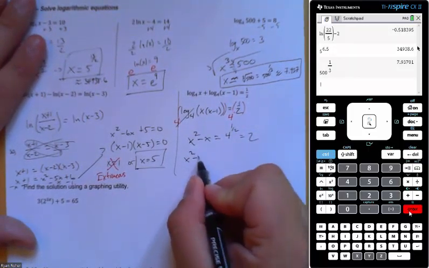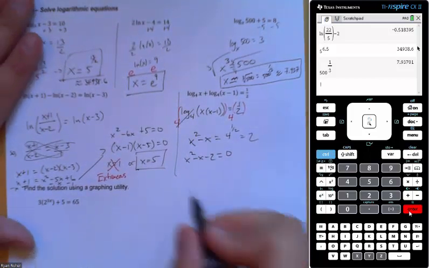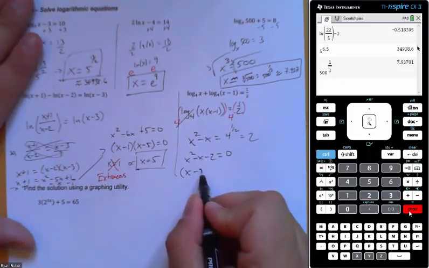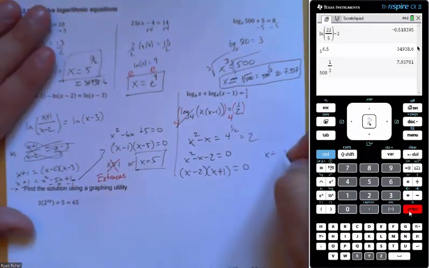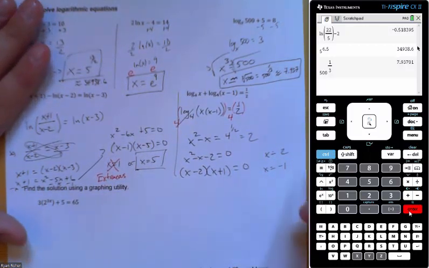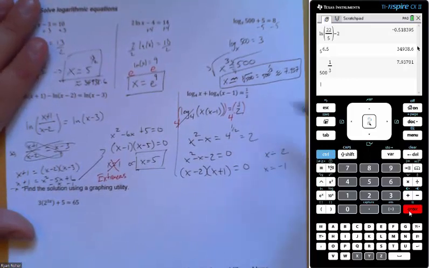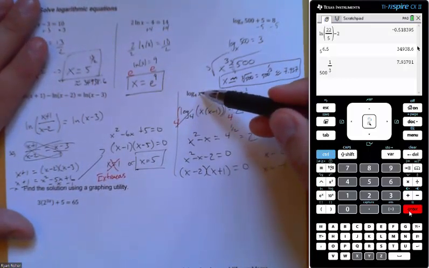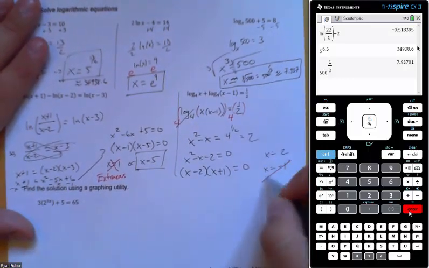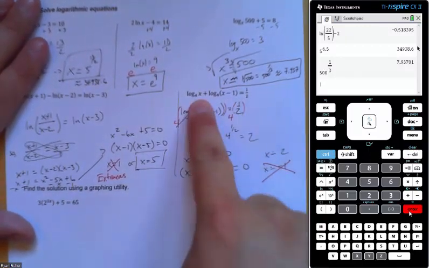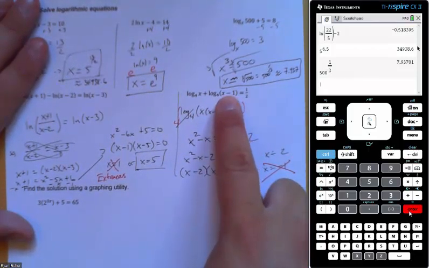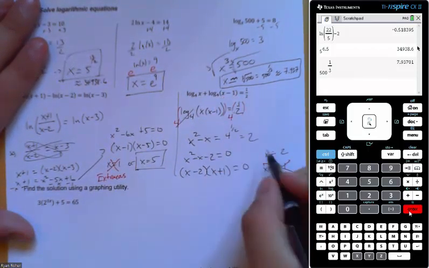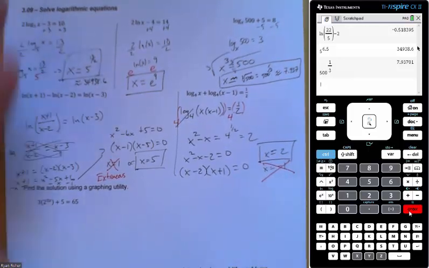Or better yet, x squared minus x minus 2 equals 0. X minus 2 times x plus 1 equals 0. So x is either equal to 2 or x equals minus 1. And again, going back to the beginning, if I plug in minus 1, I get log base 4 of minus 1, which is immediately not allowed. Plug in 2: log base 4 of 2, that's fine, plus log base 4 of 2 minus 1, which is positive 1, that's fine, is equal to 1/2. All those fun games. X equals 2.